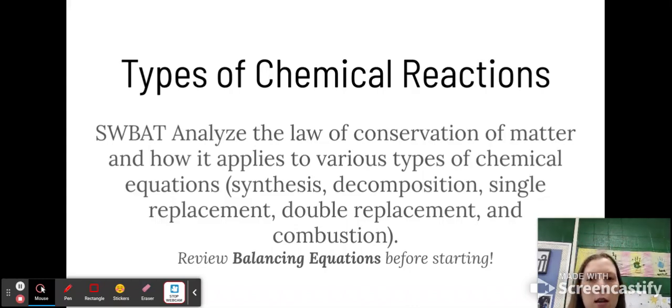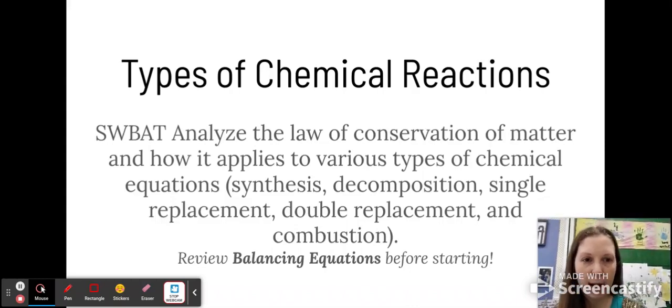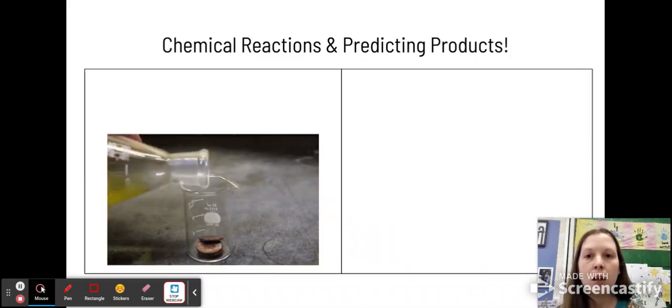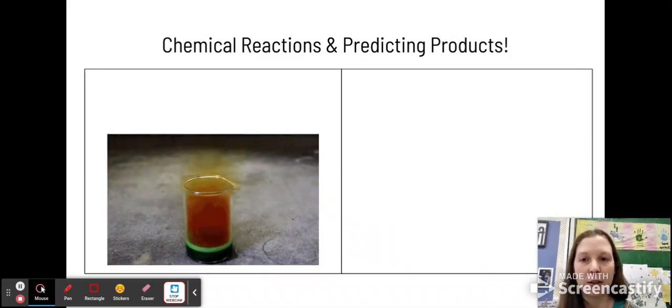Hey everyone, this is our lesson on types of chemical reactions, and by the end of this lesson, you should be able to analyze the law of conservation of matter and how it applies to various types. And we're going to focus on learning about these various types today. So first, let's talk about chemical reactions themselves.